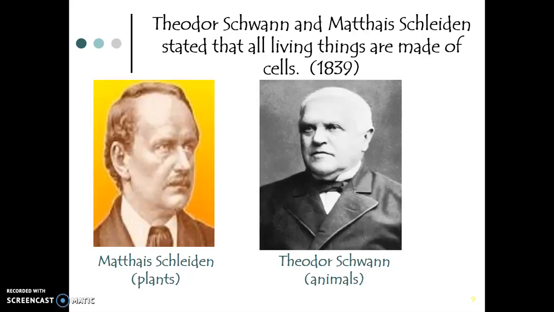cells. Schwann worked with animals, and he's easy to remember because his name sounds like a swan, which is an animal. So Schwann worked with animal cells. And he looked at hundreds of thousands of samples of animal cells, from worms to insects to humans to dogs to monkeys to cats to cows. And he said every single animal is made out of cells. So these two together get one part of the cell theory. All living things are made of cells because of these two guys working separately.